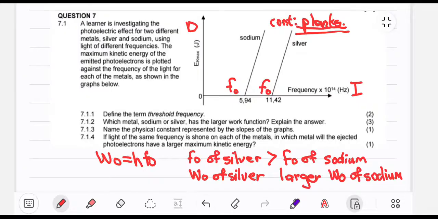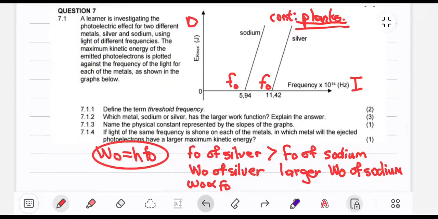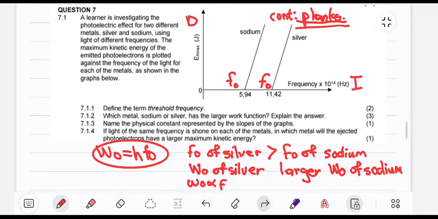Why is that the case? Because of this formula over here. So you write down the formula and tell us the relationship: W naught is directly proportional to threshold frequency, provided that h is constant.